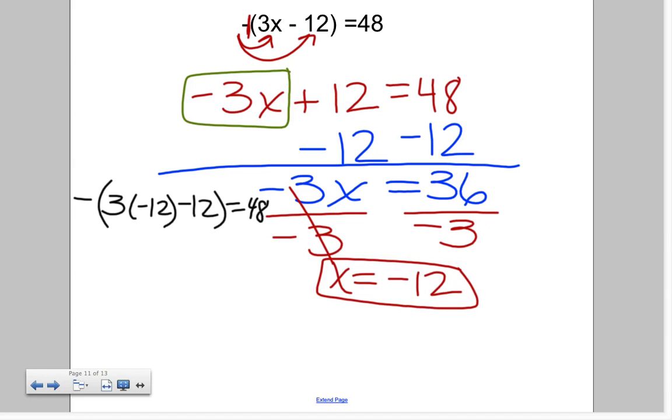Okay? So here, remember, because we have grouping symbols, we have to get everything inside this group, all these operations, to go bye-bye. So we have to simplify the parentheses down to one number. Then we can take that number and distribute the negative to that number. Okay, so that's the process because we have grouping symbols.